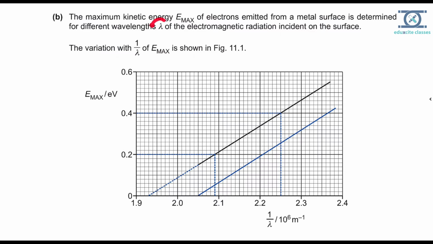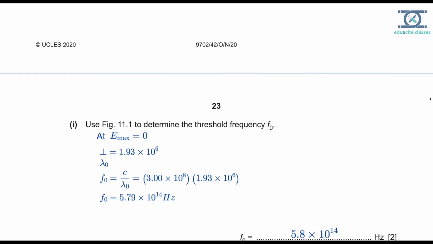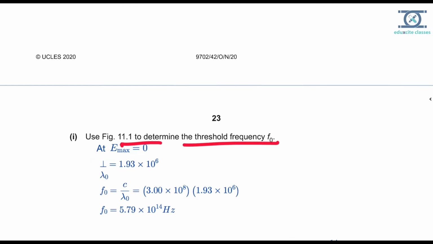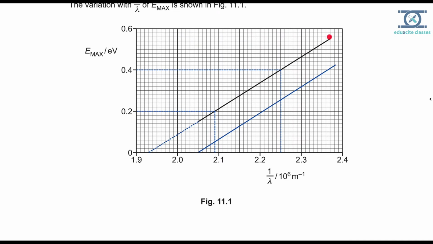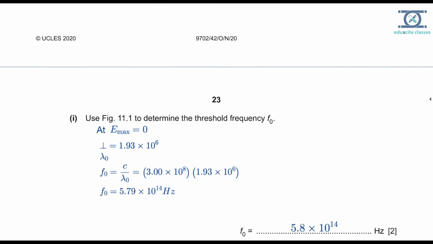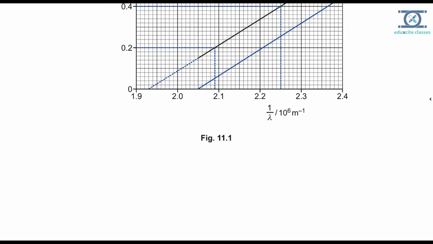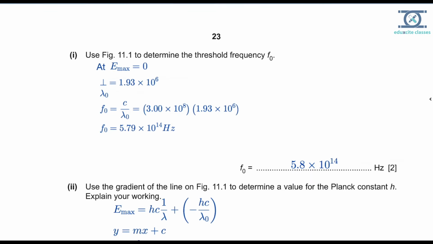So here you can see 1 upon lambda is given, and here the maximum kinetic energy in electron volt is given. Use this figure to determine the threshold frequency. So we know that at threshold frequency E maximum is equal to 0. So we will extend this line where it will cut the x-axis. I will note it down, that is 1.93. So 1 upon lambda naught is equal to 1.93 into 10 raised to power 6, because it is 10 raised to power 6. So using the relation between frequency and lambda, f is equal to c by lambda.